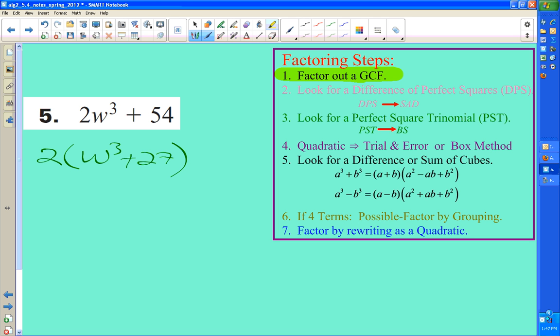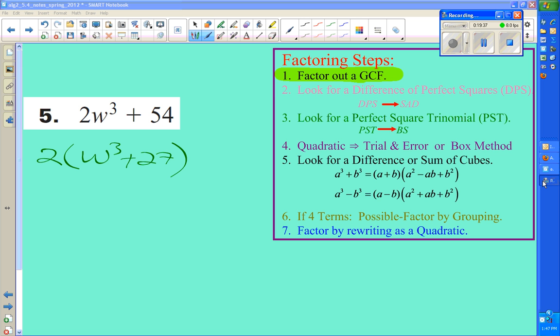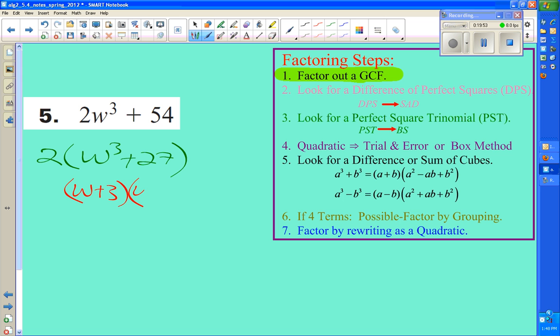So see if you can finish that one off. People will say, how does w cubed plus 27 factor? w plus 3 and w squared plus. And a lot of times that will be the final answer that I get. And then go yes for the 2. But you have to remember that this 2 is still part of our factorization and needs to be included.